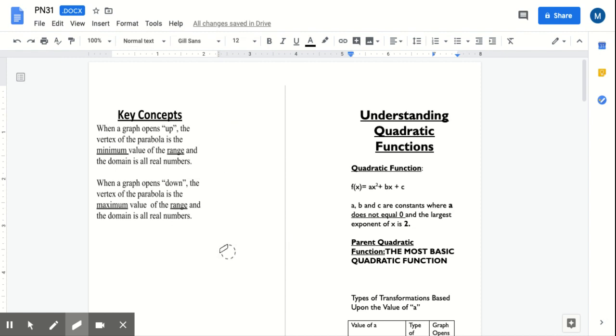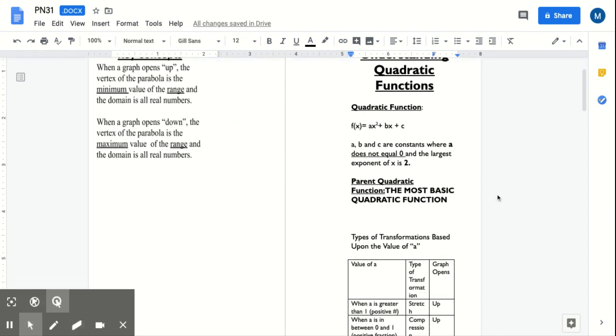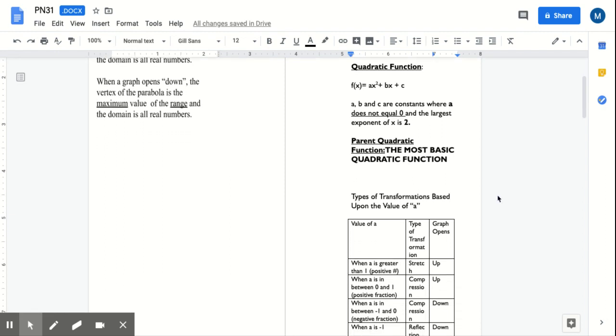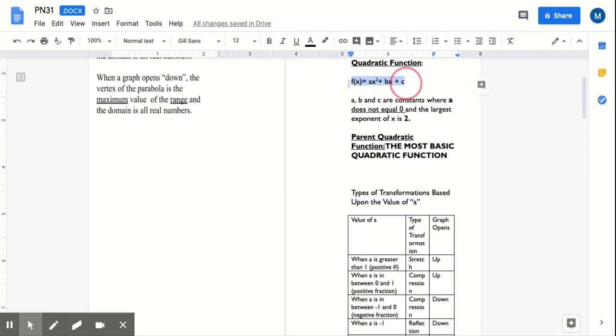Okay, so when we're talking about quadratic functions, remember that a quadratic function has a standard form right here, that is f of x equals a x squared plus b x plus c. Remember that a cannot be 0 because if a is 0, then the whole quadratic function is gone. It disappears. So we're looking at a, b, and c. They're constants where a does not equal 0 and the largest exponent is 2, and that's what we're talking about right here. So in order to be a quadratic function, the highest exponent must be 2.